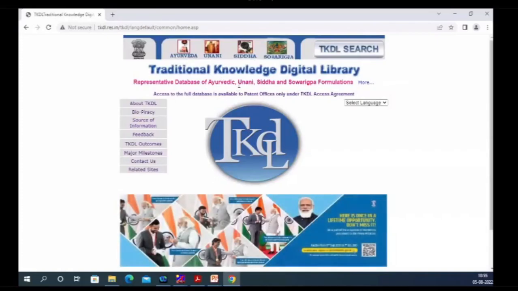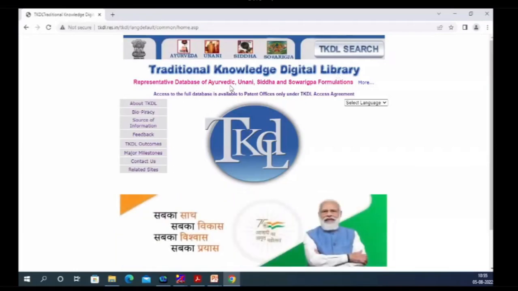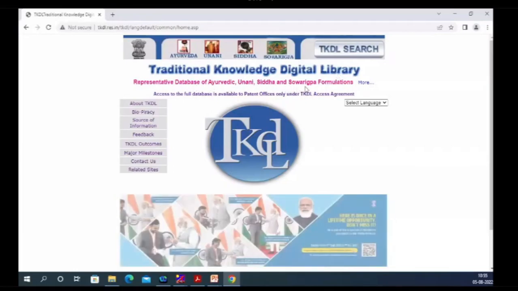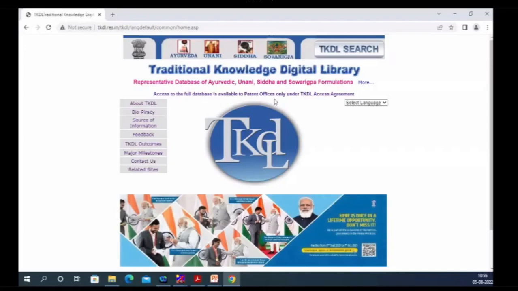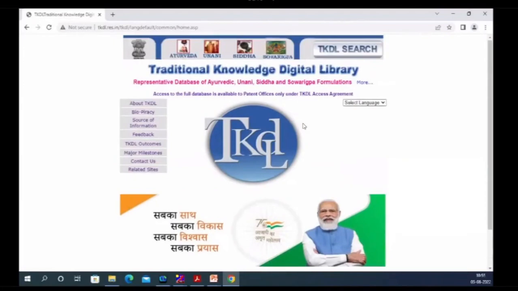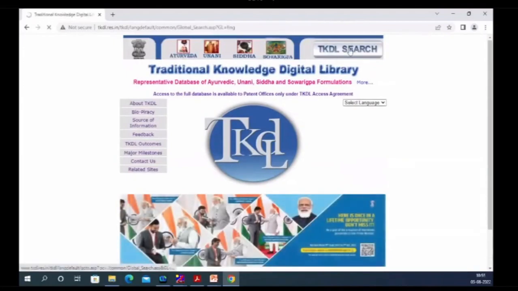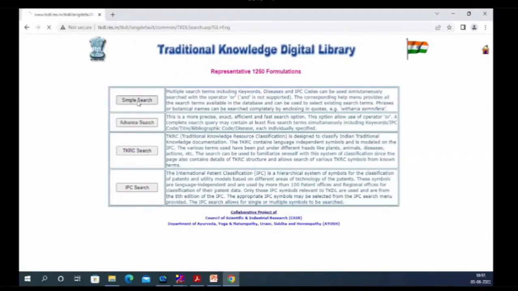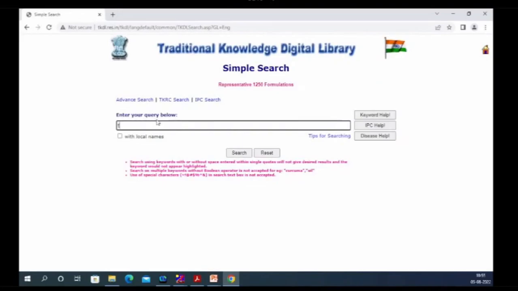I think you can see that. So the Traditional Knowledge Digital Library is a representative database of Ayurvedic, Unani, Siddha and Sowa-Rigpa formulations, with access to the full data for patent offices under the TKDL access agreement. If you want to search, you just go to the simple search and search anything you have interest in.